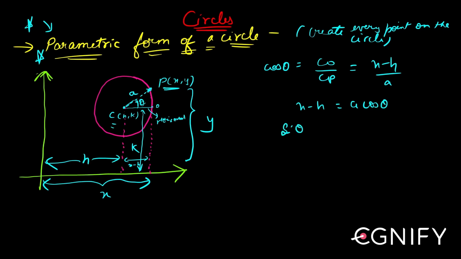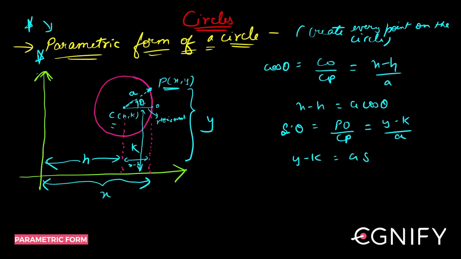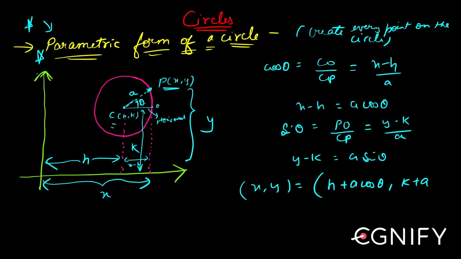Likewise, what is sin theta in the triangle? Sin theta is nothing but PO by CP. PO is nothing but y minus k, and CP is a. So y minus k is equal to a sin theta. So I can write x comma y as h plus a cos theta comma k plus a sin theta. This itself is the equation of the circle in the parametric form.